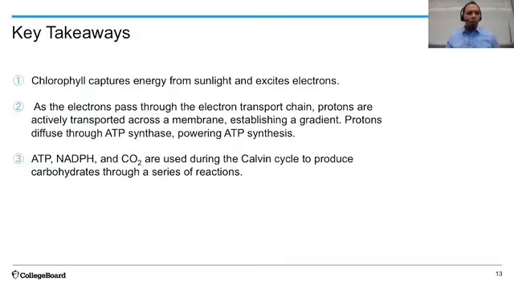So what should we take away? The key takeaways, and again, there was a lot of information in this video, is that chlorophyll captures energy from sunlight and excites those electrons. It's all about the electrons. As the electrons pass through that ETC, or electron transport chain, protons are actively transported across the membrane. They establish a gradient, and then those protons will diffuse through ATP synthase, that enzyme powering ATP synthesis, producing more ATP. The ATP, NADPH, and CO2 are used during the Calvin cycle to produce carbohydrates through a series of reactions. So as I mentioned before, the products now become the reactants.